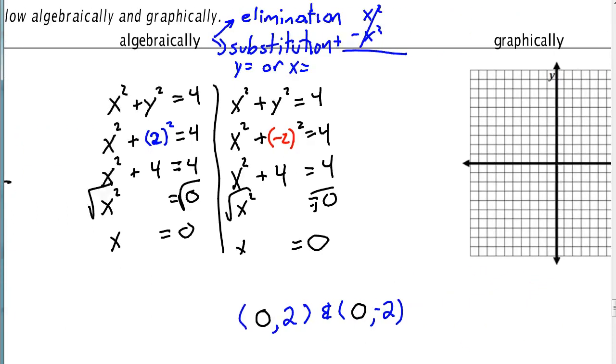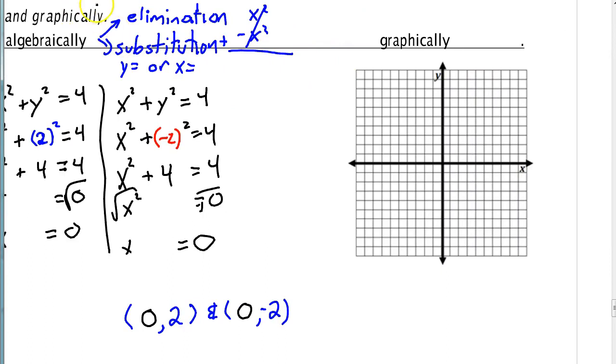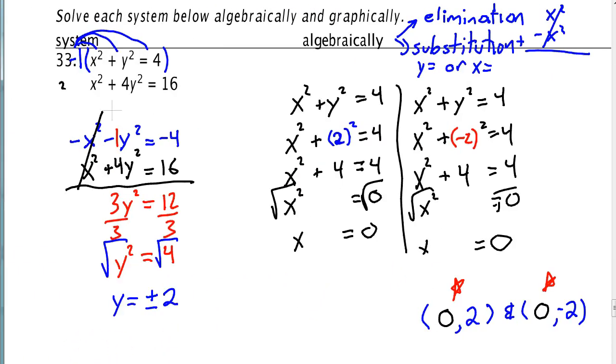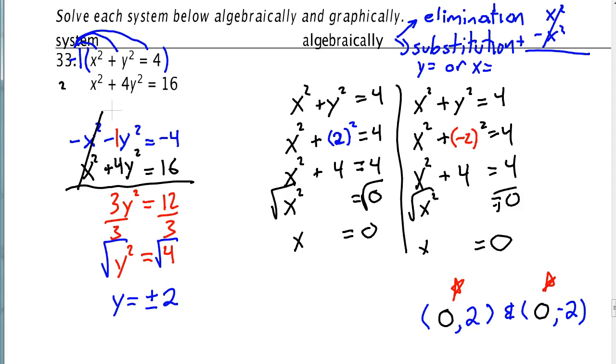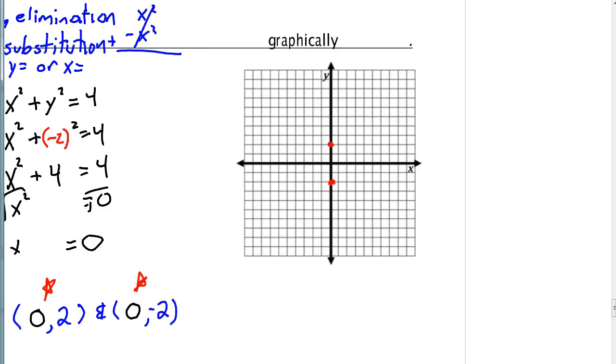And I can graph those over here. So we can expect, all right, these two, let's see here, 0, 2, and 0, negative 2. After I graph, they will intersect right there. So let's go ahead and graph it now. Here they are. We have x squared plus y squared equals 4. So we can graph that one first.